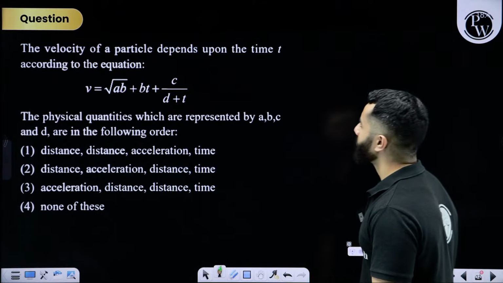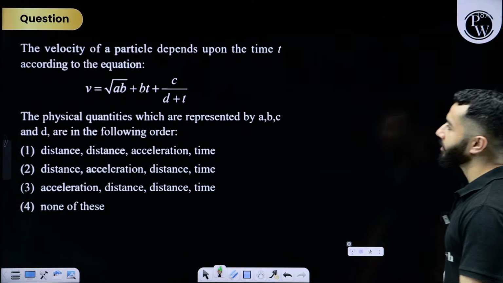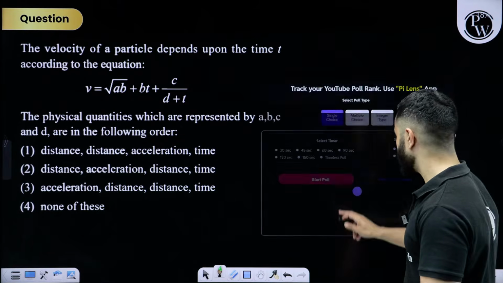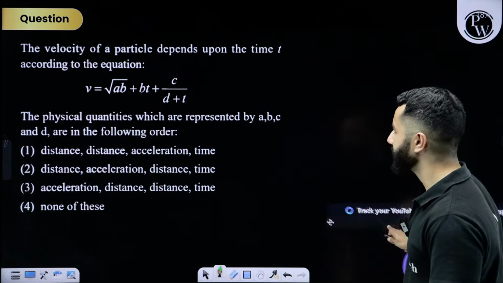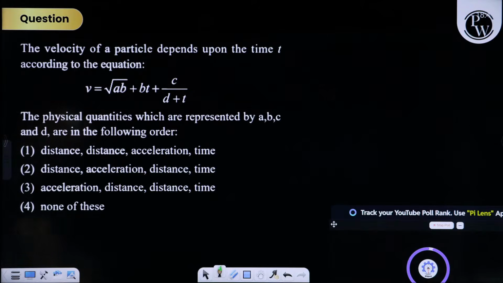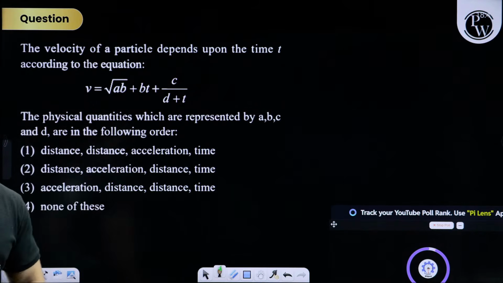The velocity of a particle depends upon the time t according to the equation this, right? You have to find the answer. Starting the timer, 90 seconds. Velocity is equal to under root of AB plus BT plus C upon D plus T.